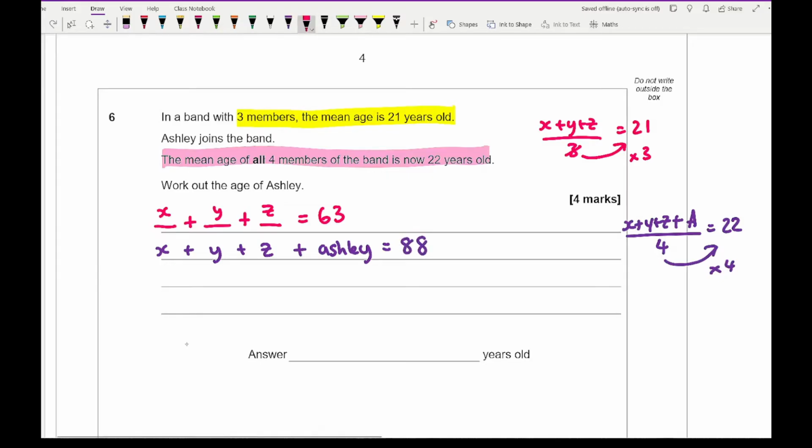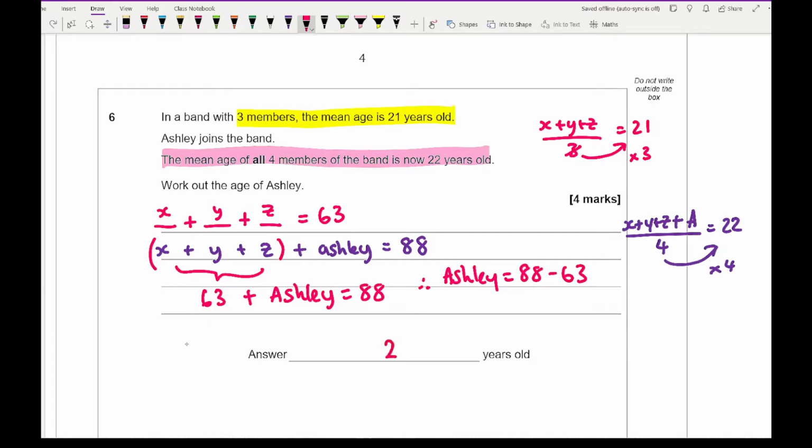Now I know that these three numbers of x, y and z all add up to 63. So 63 plus Ashley equals 88. Therefore Ashley's age is going to be 88 minus 63, giving me a final answer of 25.